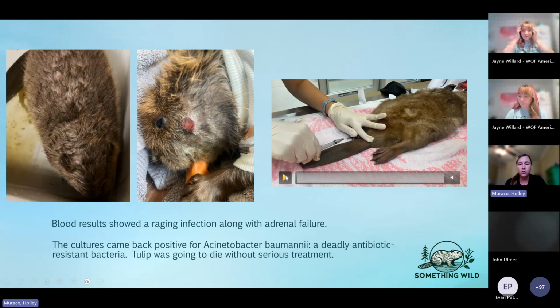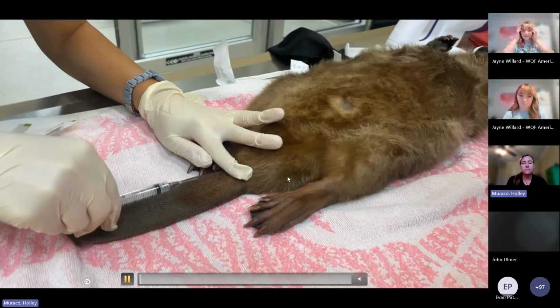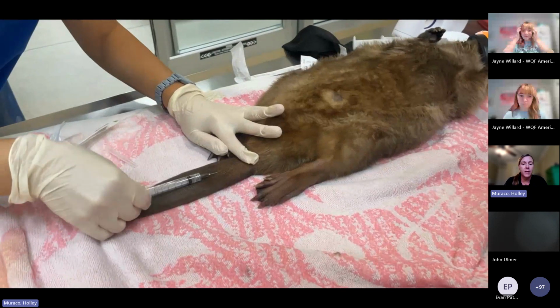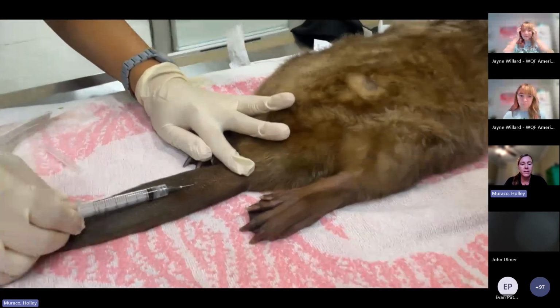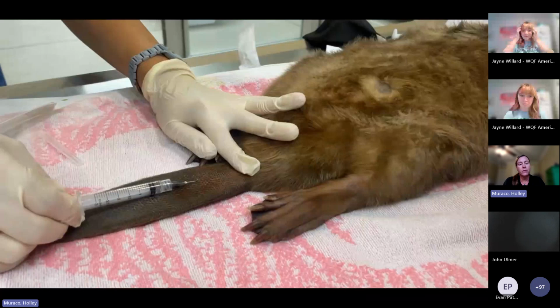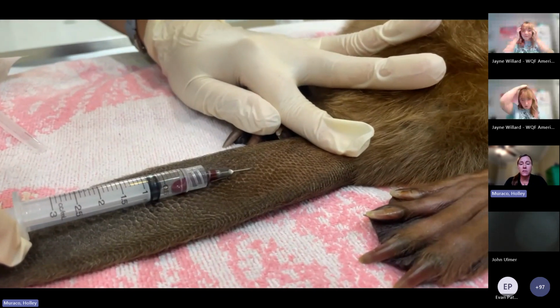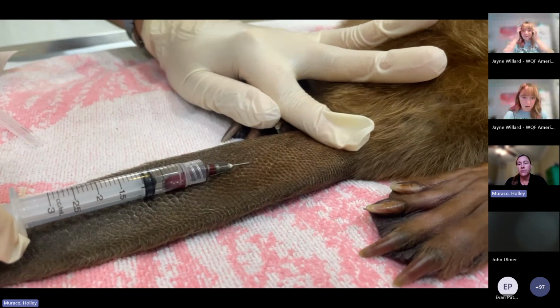Sorry for those of you who might be a little squeamish, but I thought it would be really interesting here to show a blood draw in a beaver. This is poor little Tulip under some gas sedation, and we are able to do a blind stick on the underside of their tail. And there's a nice vessel that runs through there, and that's how we can draw blood from beavers.